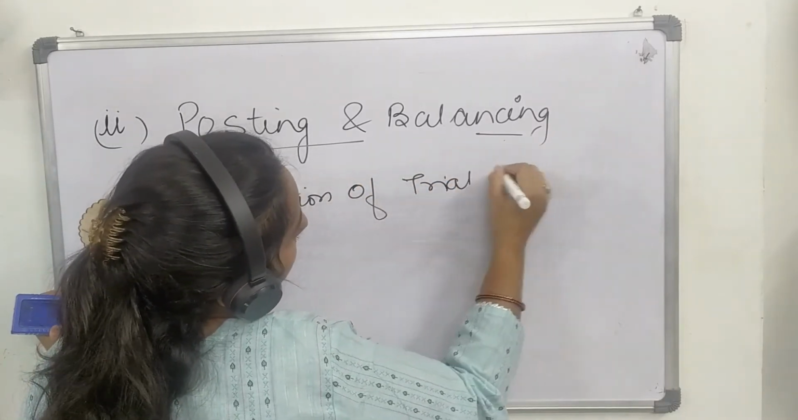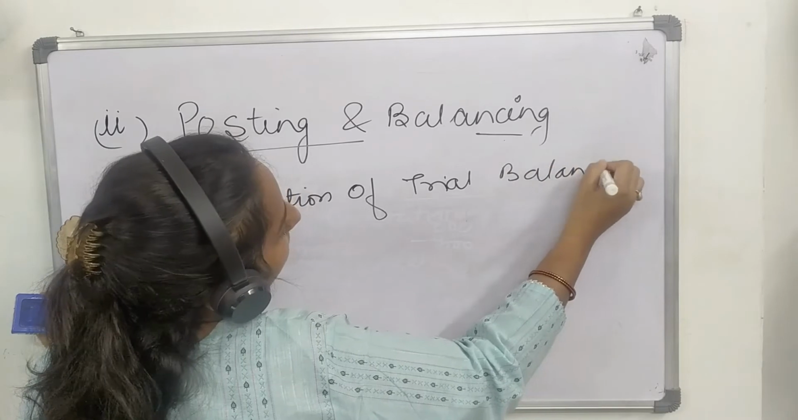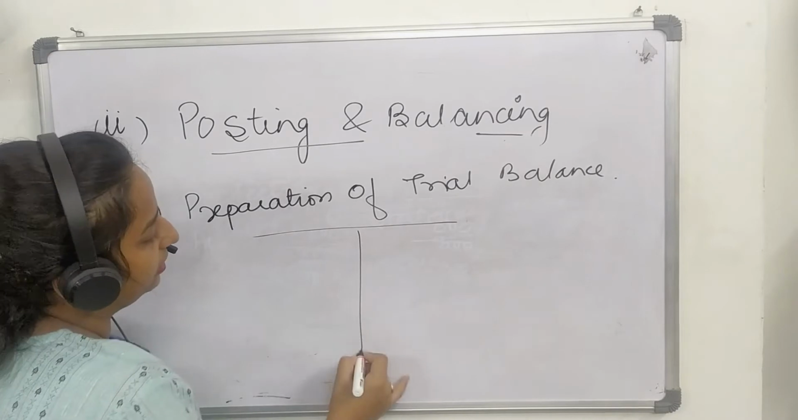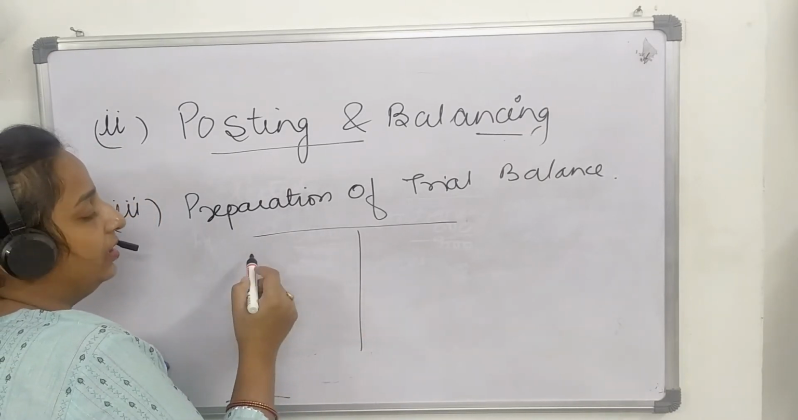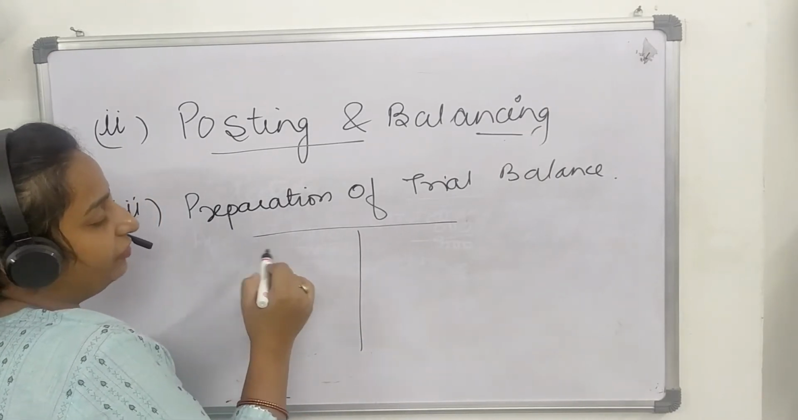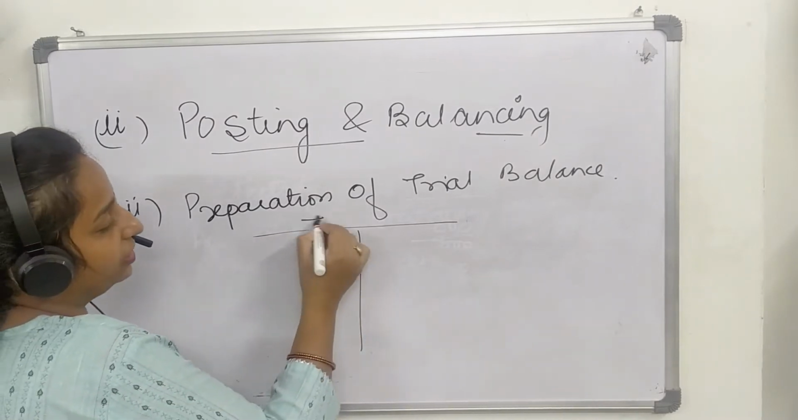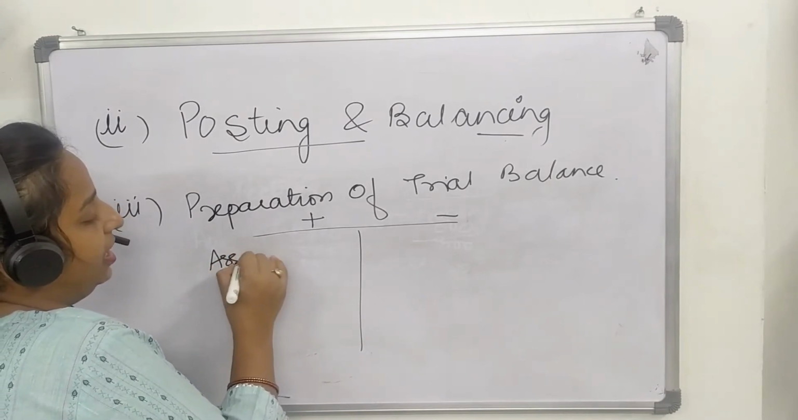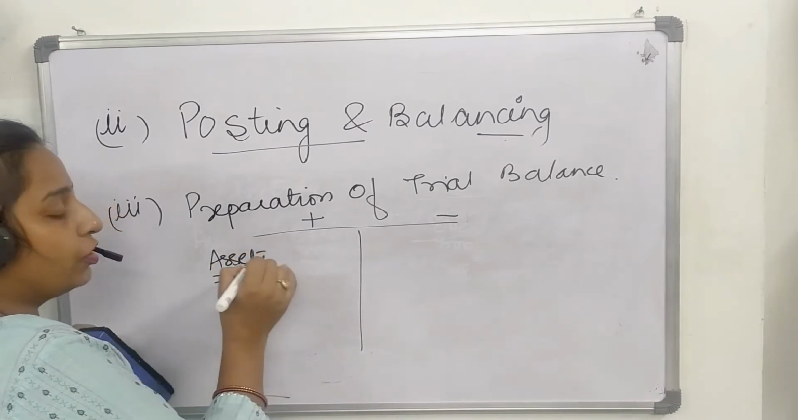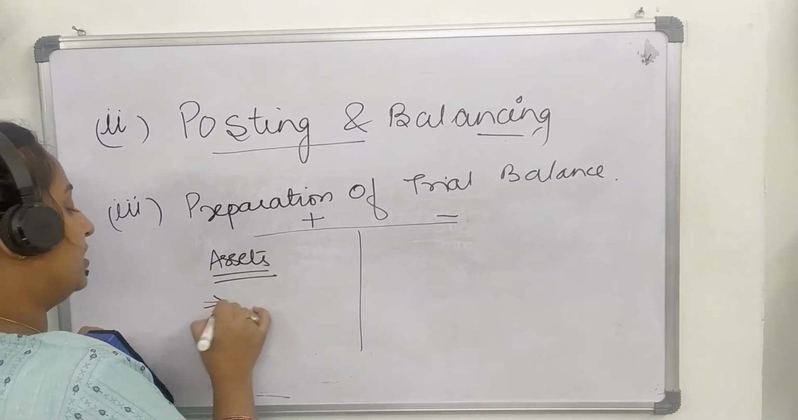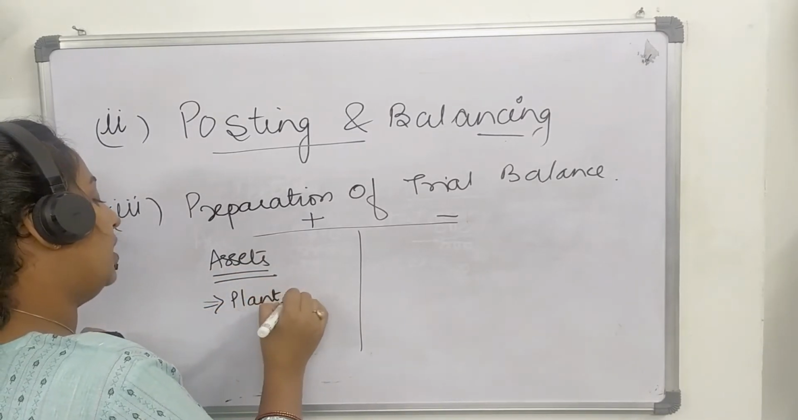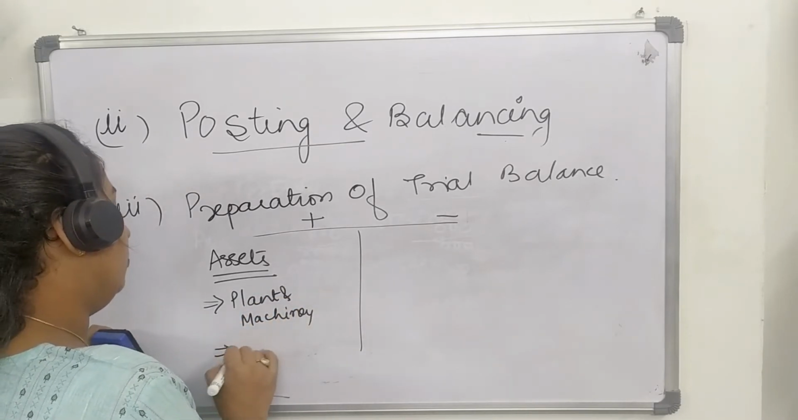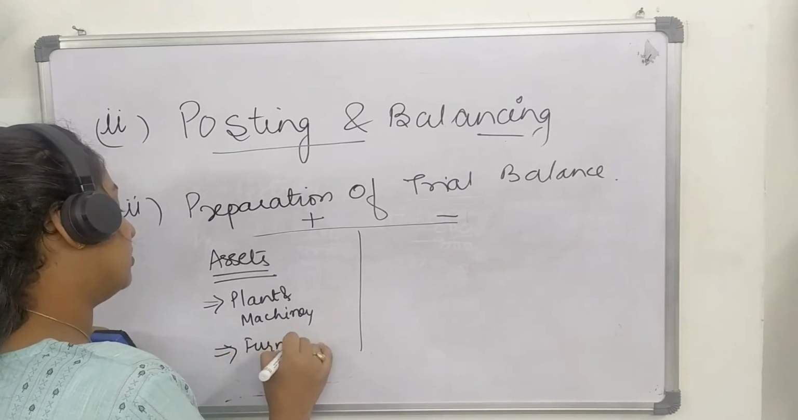Now, what is trial balance? Here, after having the balances of each and every head, we will make a trial balance into which we will write all the balances of each and every head, whether it is positive balance or negative. For example, positive will be like assets. Assets means those that are for future use, for example plant and machinery, any furniture and fixture.